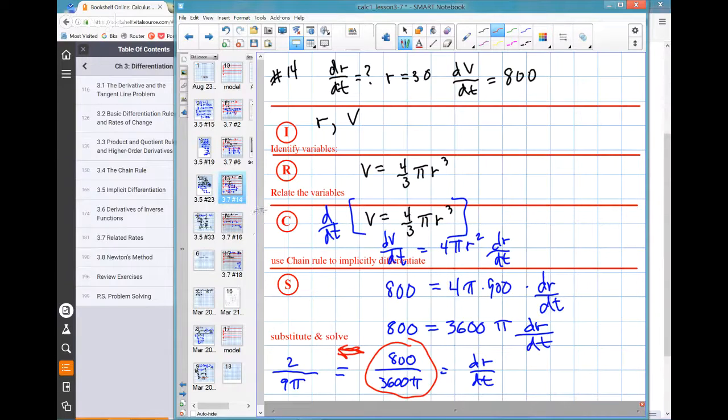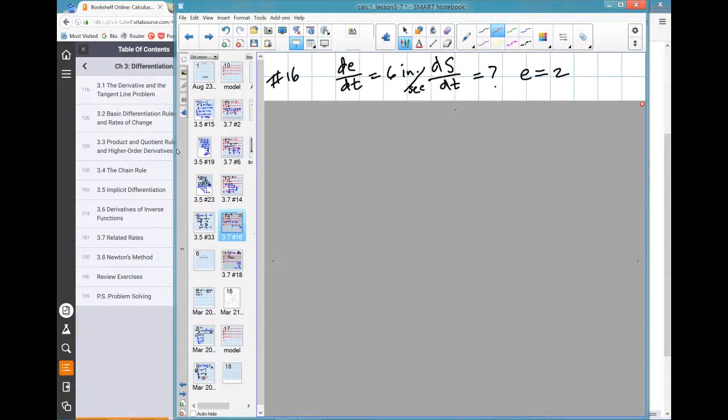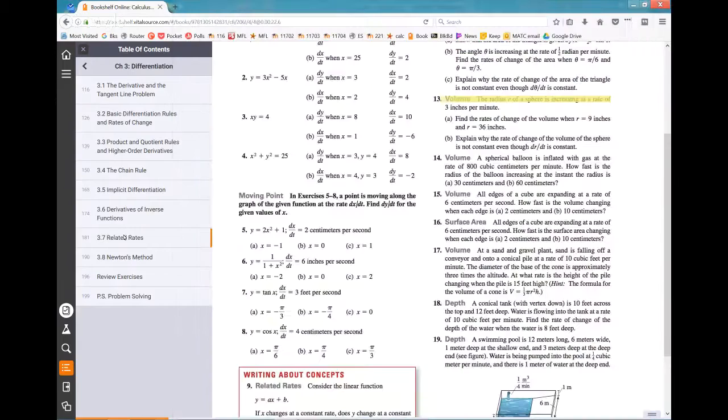Okay, let's go to number 16 next. Not hearing any questions. And let's just take a look at it. Typically you're going to have to look at it in the book. Hopefully this is big enough that you can see it, or you have your book handy. 16 says surface area. So that means the area of all the surfaces on the outside. And this is area, not volume. All edges of a cube are expanding at a rate of 6 centimeters per second.